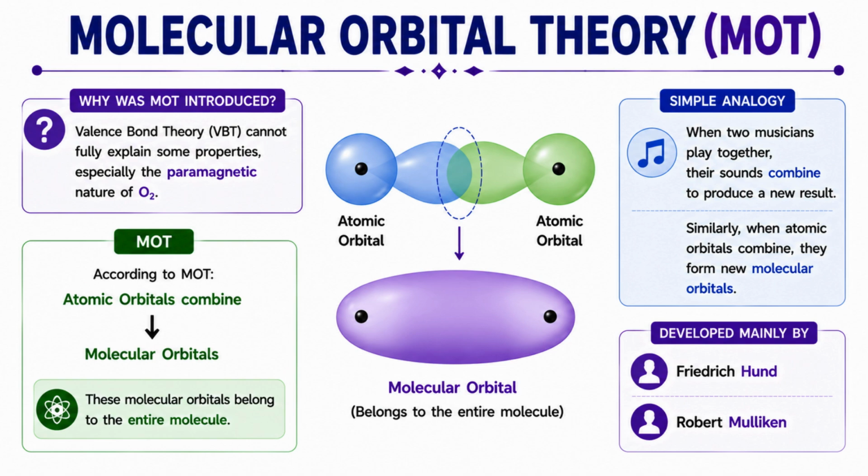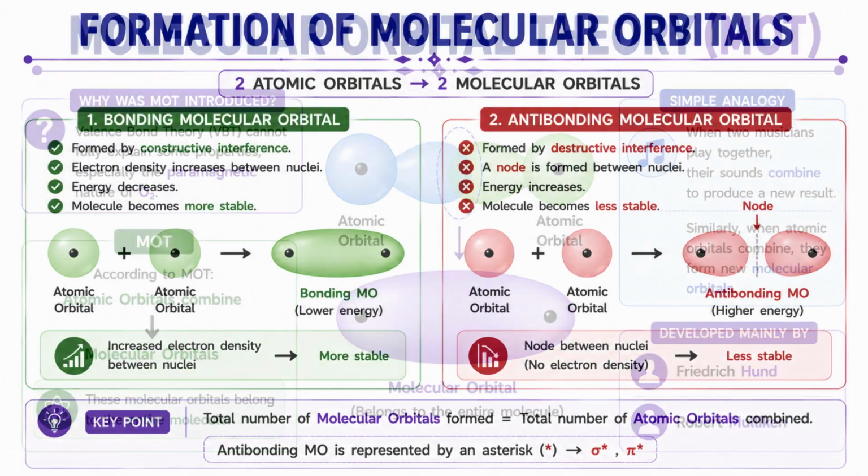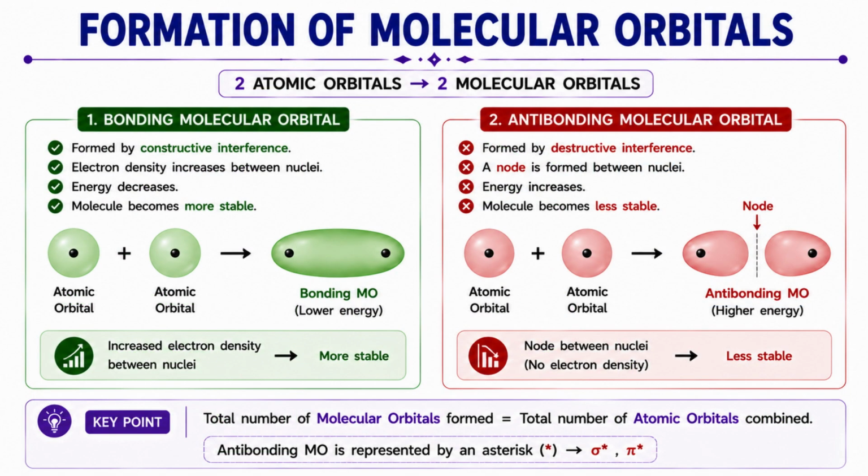Simple analogy: imagine two musicians playing together. When they combine their sounds, they can produce a stronger, more stable sound or a weaker, less stable sound. Similarly, when atomic orbitals combine, they form bonding molecular orbitals and antibonding molecular orbitals. When two atomic orbitals combine, the total number of molecular orbitals formed is equal to the number of atomic orbitals that combine. For example, two atomic orbitals result in formation of two molecular orbitals.